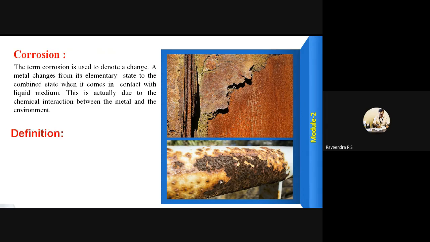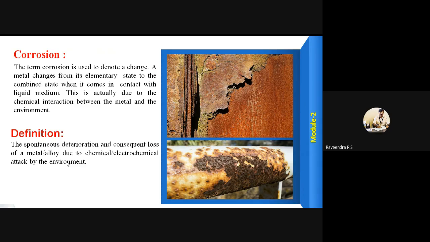That is the product. Then let us go to the definition. How to define this term? The spontaneous deterioration and consequent loss of a metal or alloy due to the chemical or electrochemical attack by the environment. So this is the definition. I repeat this definition. The spontaneous deterioration and consequent loss of a metal or alloy due to the chemical or electrochemical attack by the environment.